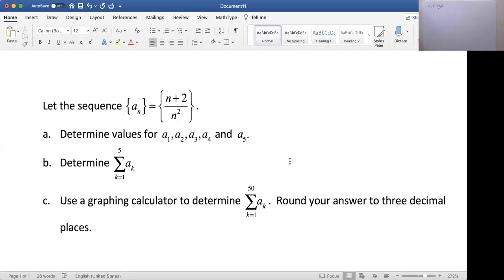So this question, we have a sequence. a sub n is n plus 2 over n squared. We want to find values for n equals 1, 2, 3, 4, and 5. So let's start when n equals 1. Wherever we see an n, we're going to replace it with a 1.